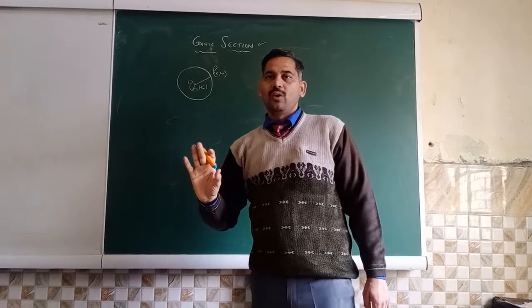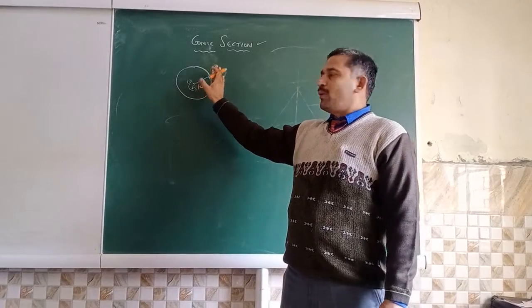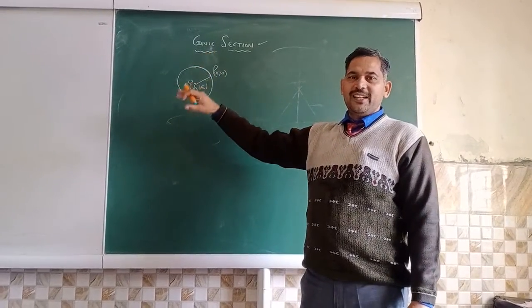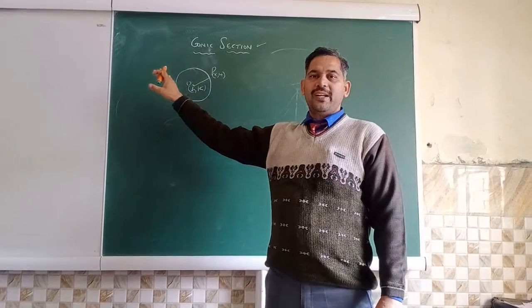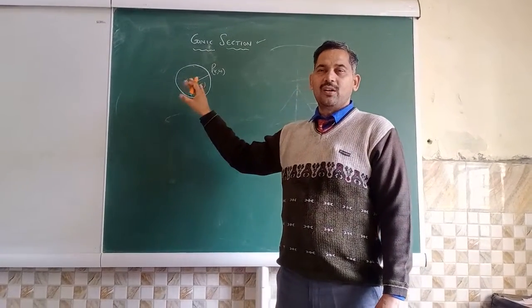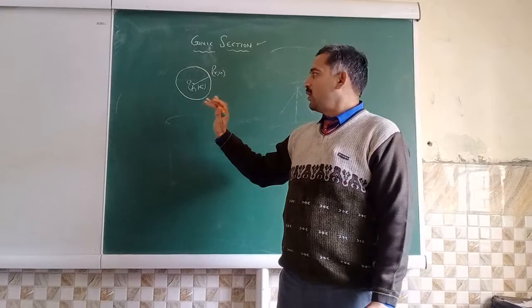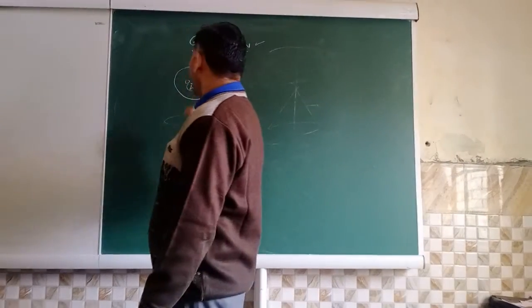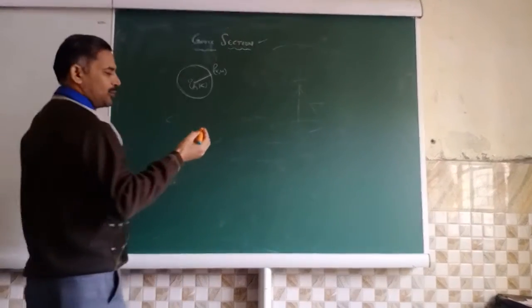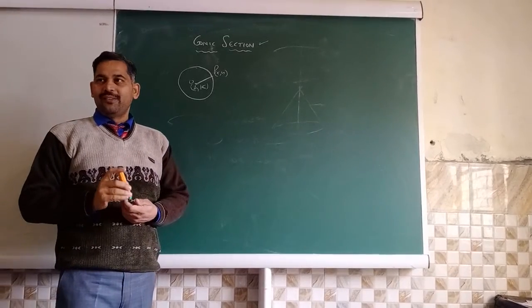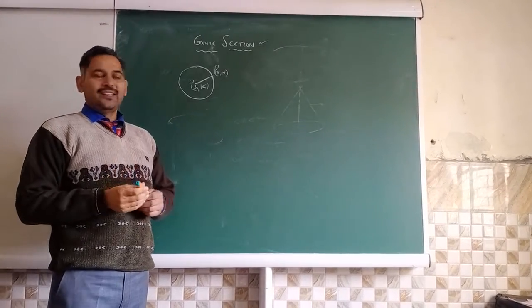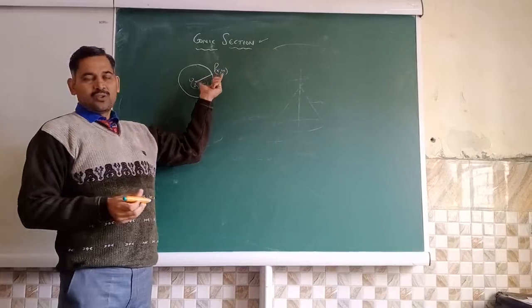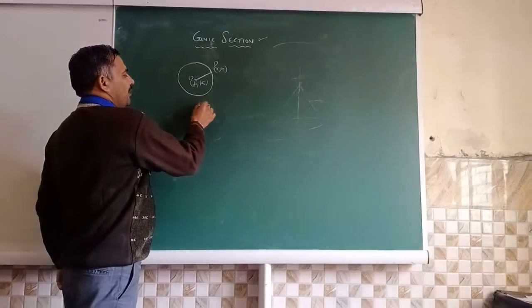So I hope the definition is clear. The points move in a plane such that their distance from a fixed point is always constant. That is known as the circle. Now let's see how to find the OP length. The distance formula you know very well from 10th standard, how to find the distance between two points. So see here how to find the OP length.